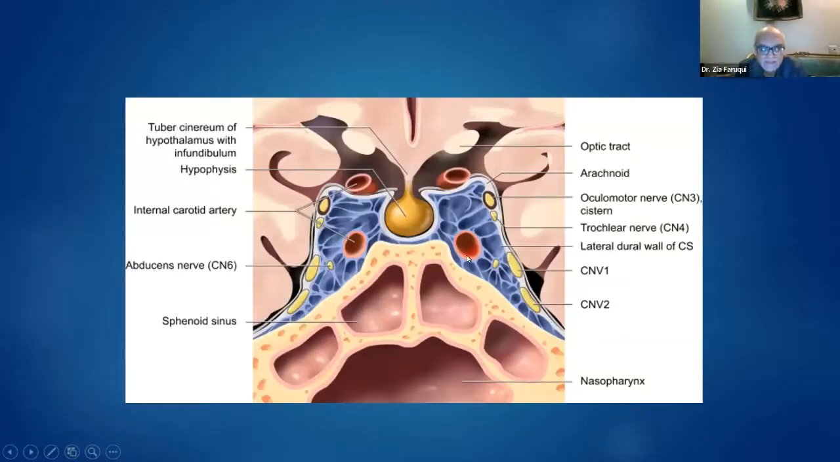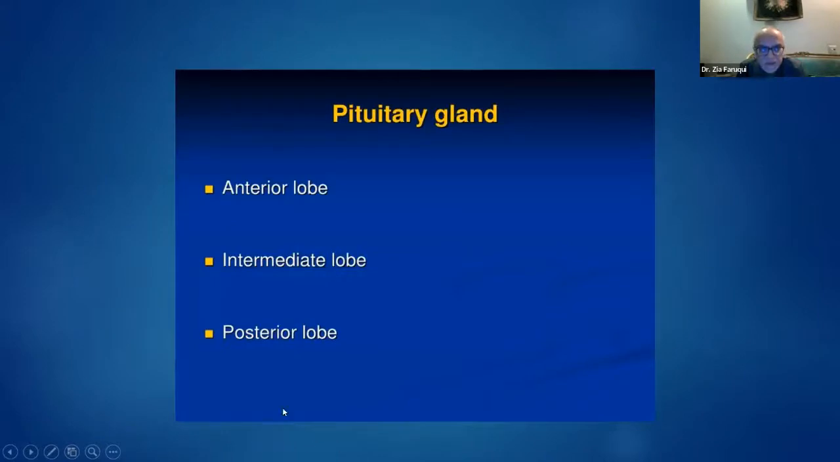So here's a gross depiction. These are the sphenoid sinuses. Within this is the pituitary gland, then the infundibular stalk, and above this is the hypothalamus. You can see the third ventricle in the midline, and laterally you have the cavernous sinuses, which contain the carotid artery and a number of cranial nerves, which we'll talk about later. So you can see that for the surgeon, this is probably the quickest route to get into the pituitary fossa.